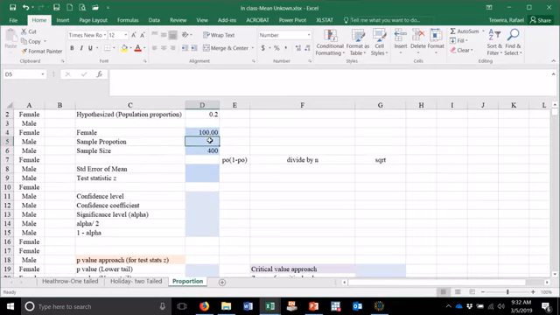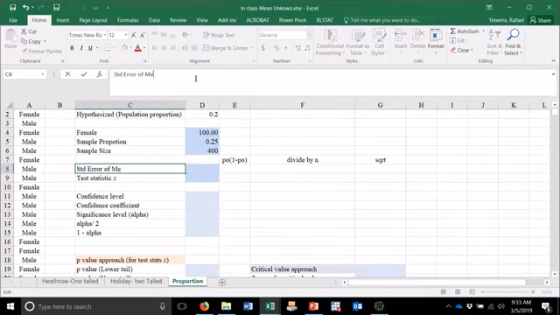Now I can come up with the sample proportion. The sample proportion is going to be equal to the number of women I have. This is the sample that I'm interested in, the proportion of women. So I have to select the female count divided by the sample size. So I want to know the proportion of females in the sample, and then type enter. It's 0.25.